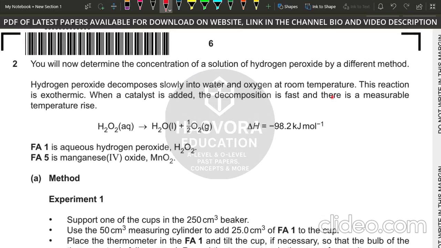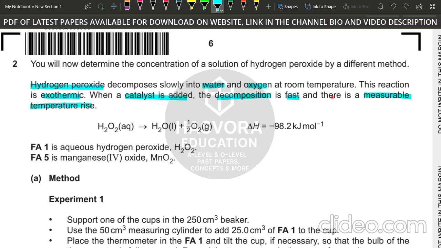So you will now determine the concentration of a solution of hydrogen peroxide by a different method. Hydrogen peroxide decomposes slowly into water and oxygen at room temperature. So they have told you that hydrogen peroxide decomposes into the water and the oxygen at room temperature. This reaction is exothermic. What does exothermic mean? That it releases energy. Okay, the enthalpy change will be negative. When a catalyst is added, the decomposition is fast and there is a measurable temperature rise.